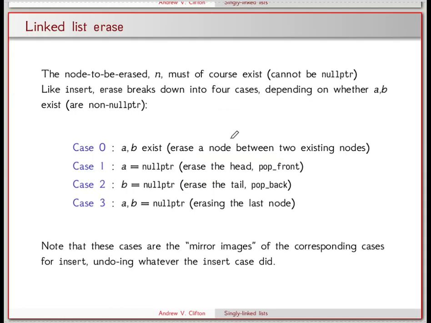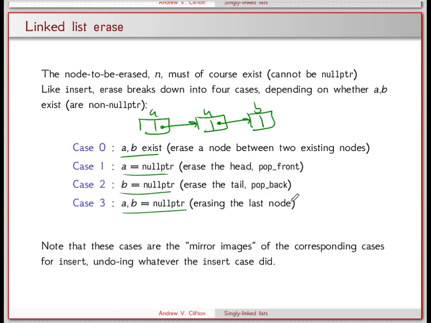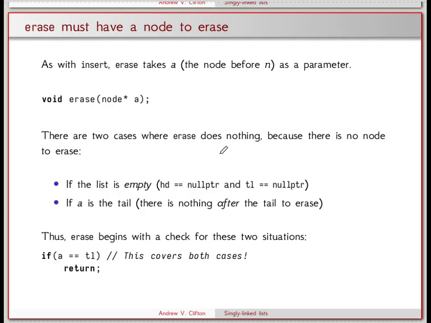So just like insert, our erase is going to break down into 4 cases, based on whether the node before the node that we want to delete exists, right? So we have A, we have N, and then we have B. We have A and B exist, A doesn't exist, B doesn't exist, or neither of them exist.